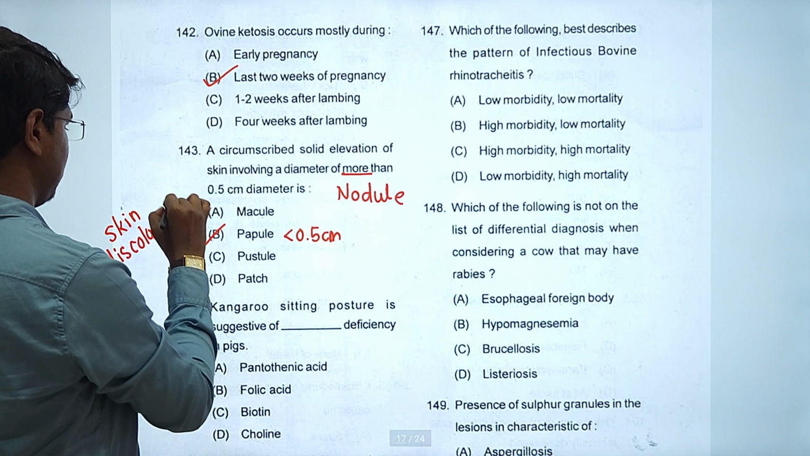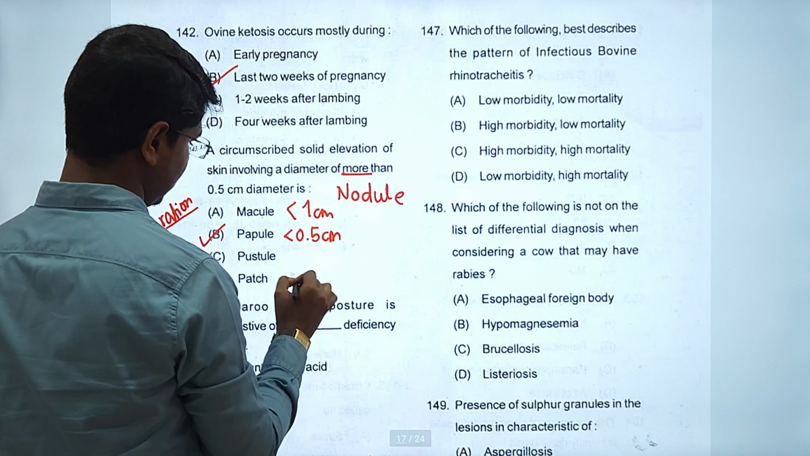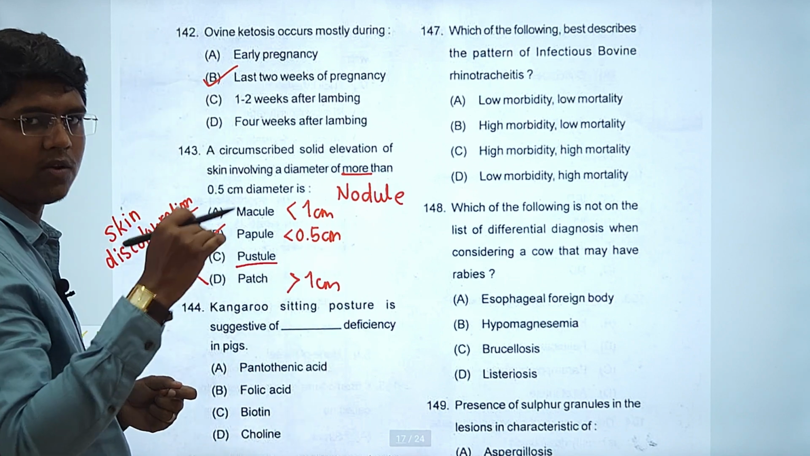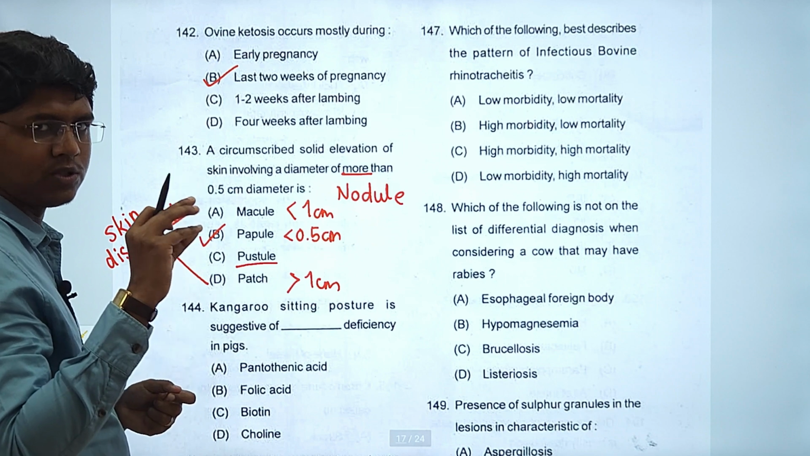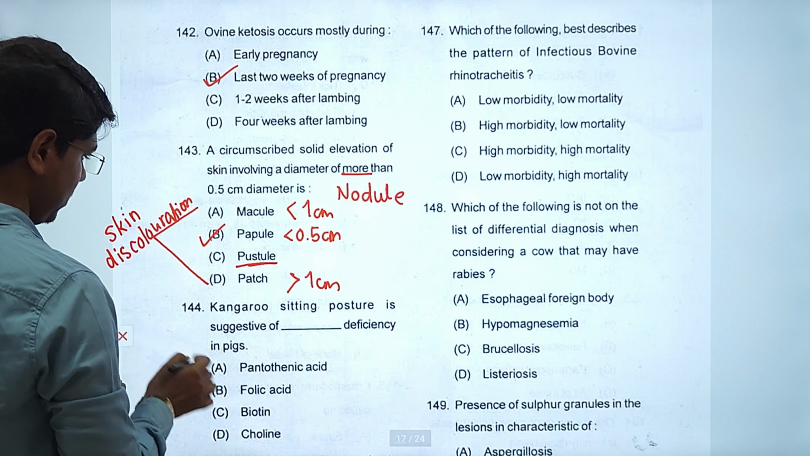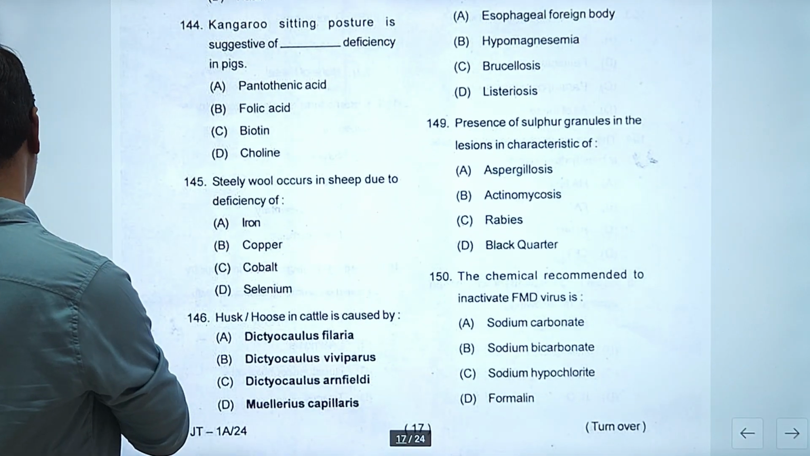When it is less than 1 cm, it is macule. When it is more than 1 cm, it is a patch. Pustule is basically a vesicle containing pus; the fluid which should be watery is now pus-filled. That is pustule. Kangaroo sitting posture is suggestive of biotin deficiency in pigs.